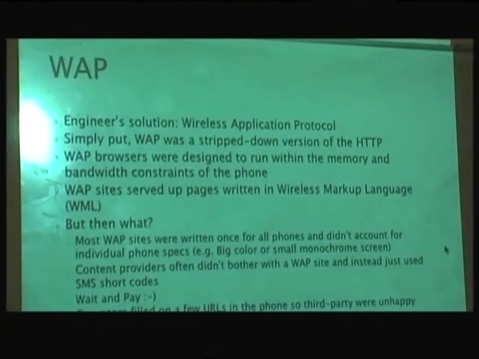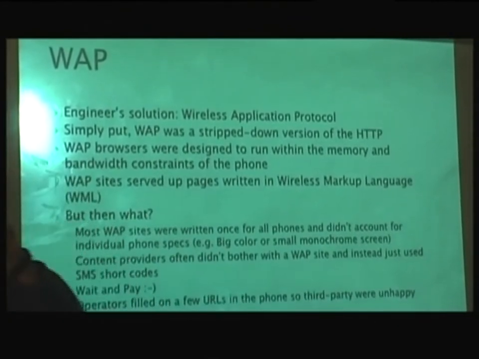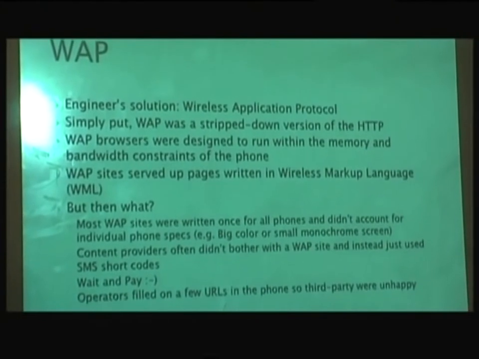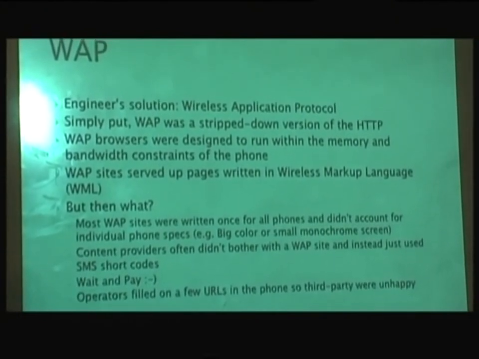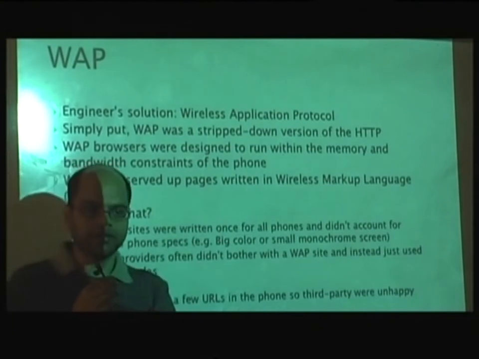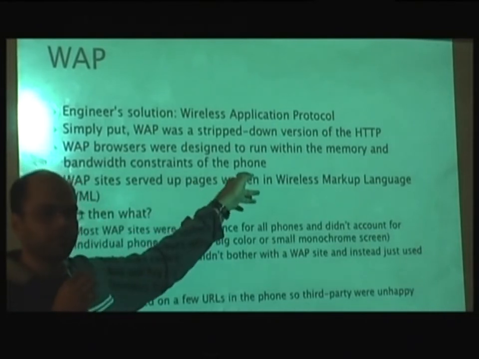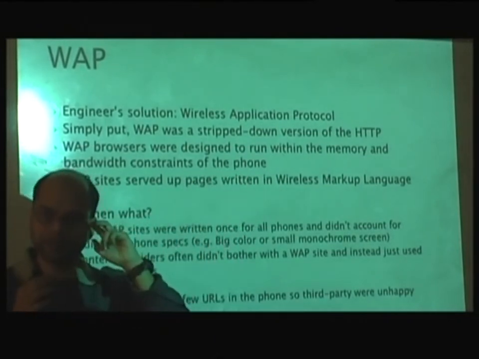So this is more like an engineer solution. We talked about this in the last class. WAP is a stripped down version of HTTP. Since the phone is not smart enough, they decided, if you look at HTML, let's make HTML dumb. So they took the HTML language, removed a lot of tags from it, and made it a very simple, stripped down version, and put it as WAP. Then every website developer was asked to develop 2 different websites.